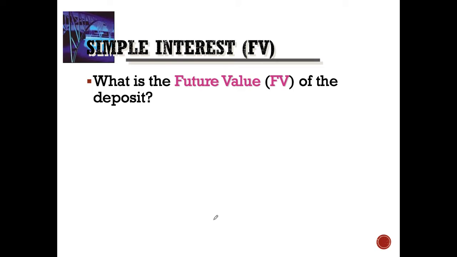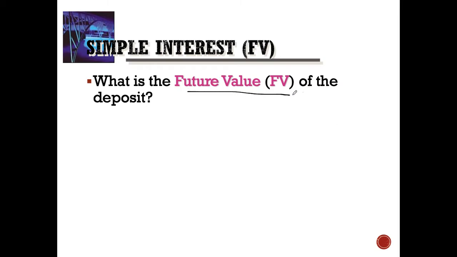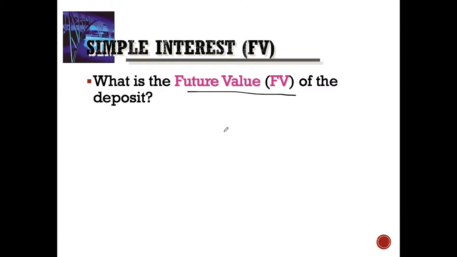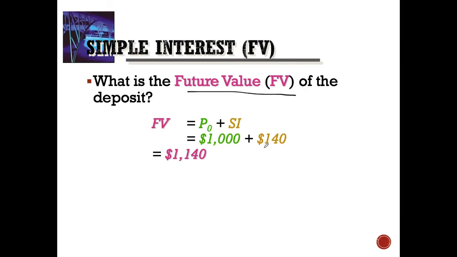Now, what is the future value of the deposit? This is simple interest for future value. What is the difference? This one is accumulated interest and this one is future value. The future value is P0 plus simple interest. The P0 is 1,000 here plus simple interest, which is 140. So the future value of the deposit is $1,140.